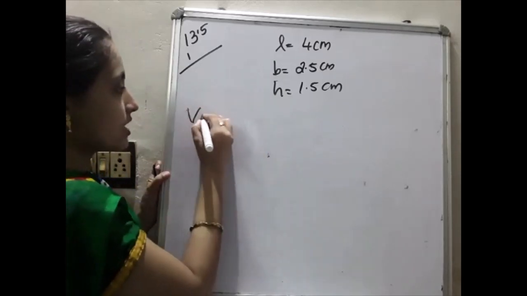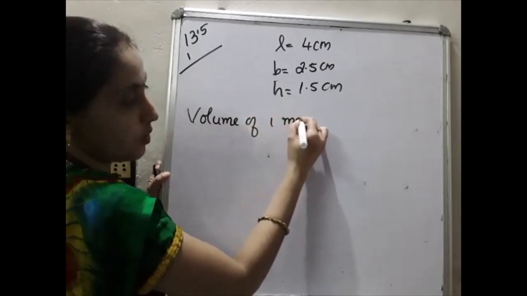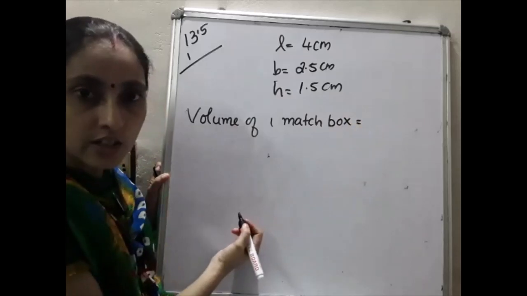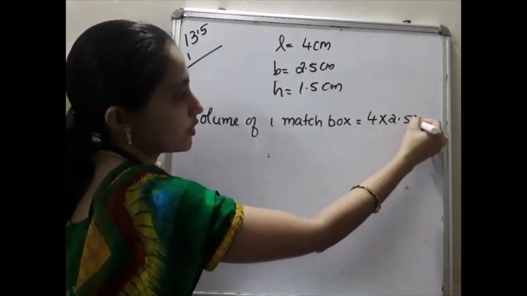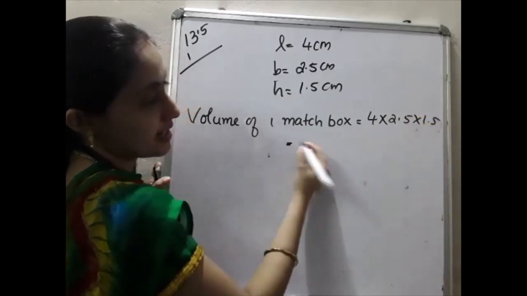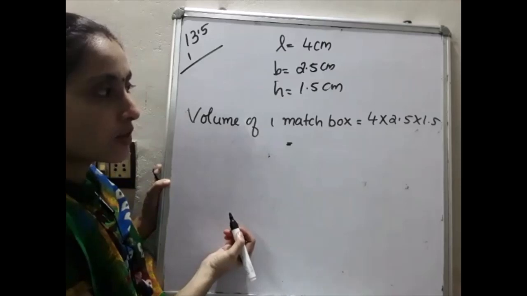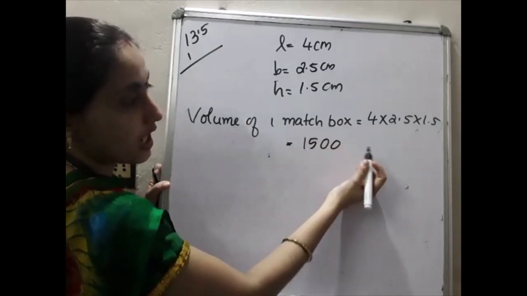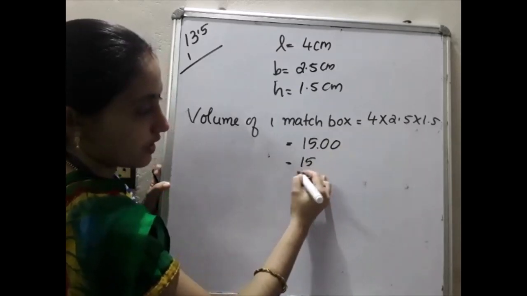So you have to write volume of one matchbox will be equal to what? Length into breadth into height is our formula. So 4 into 2.5 into 1.5, that is equal to 25 into 4, which is 100. 100 into 15, 1500. How many decimal places are there? 2 decimal places. So the answer will be 15.